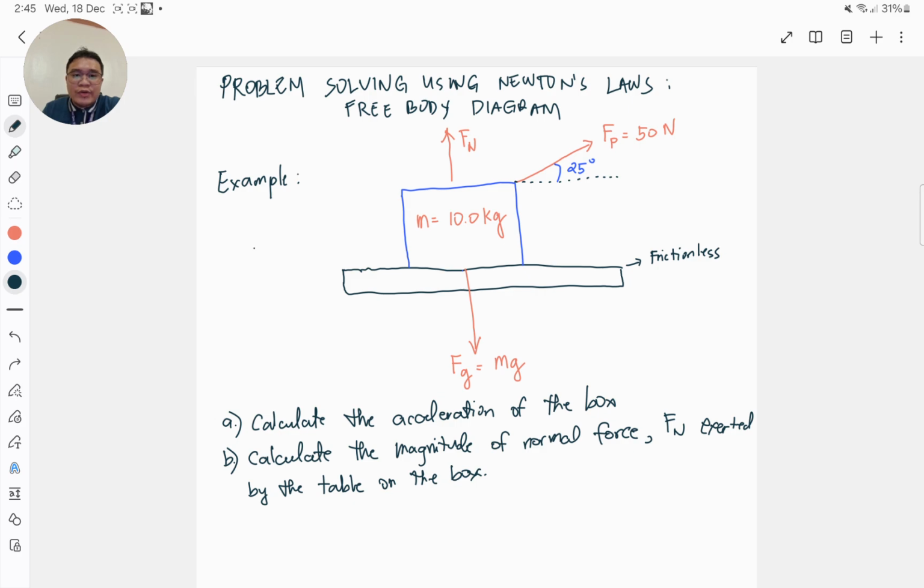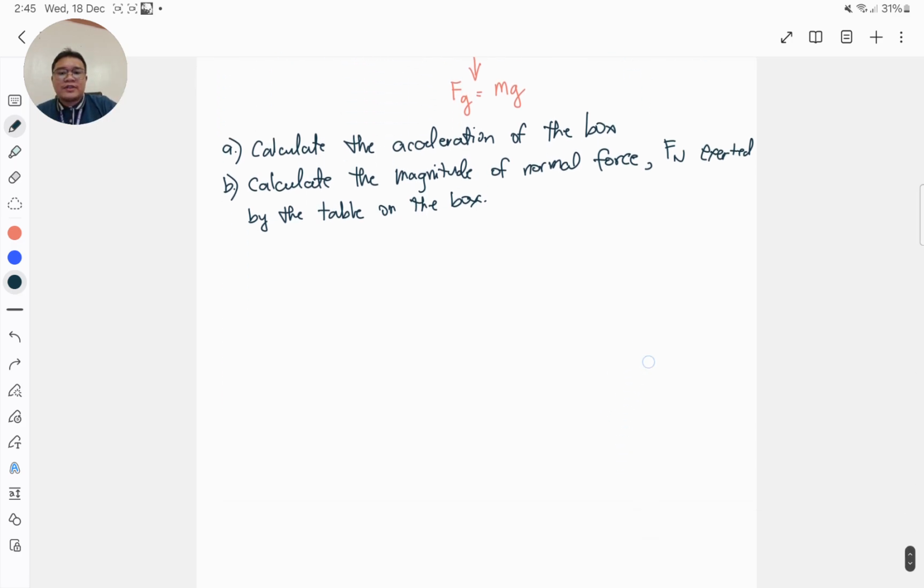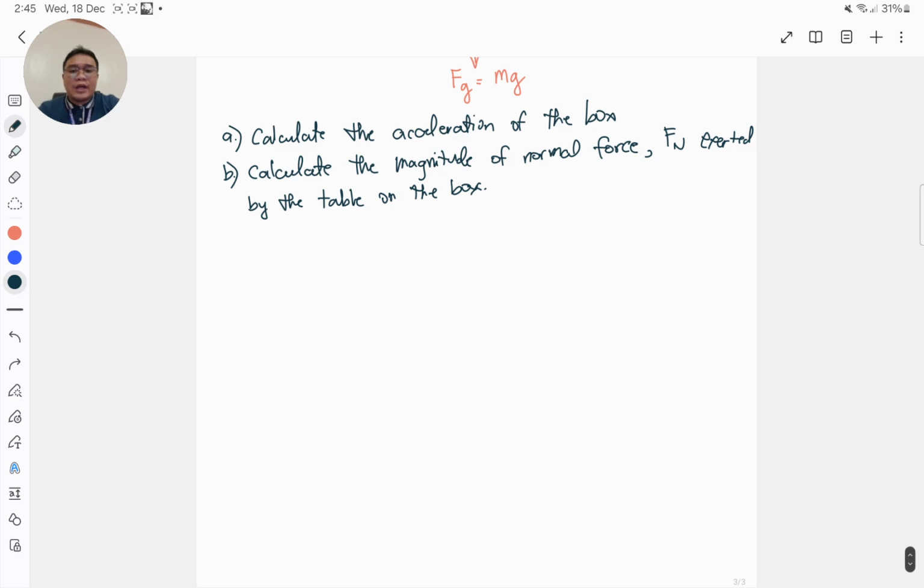And we also have the force of the person, which is applied at around 50 newtons at 25 degrees to the horizontal. Since our box is being pulled at an angle of 25 degrees to the right, it is safe to assume that the box's acceleration will have a component along the x-axis. So, let's first draw a free body diagram for this particular system.